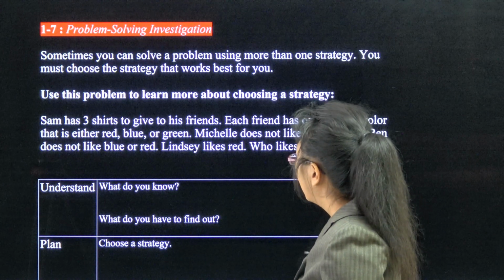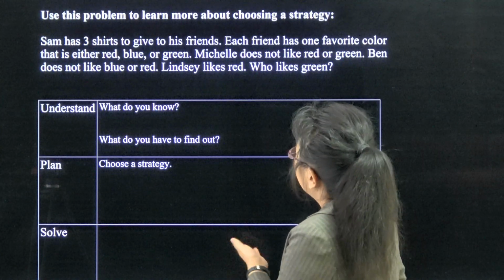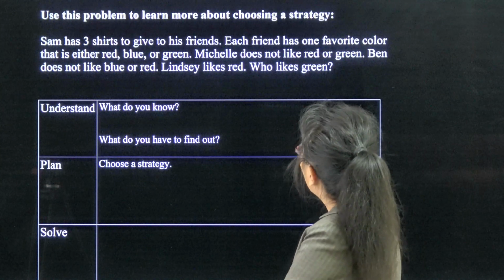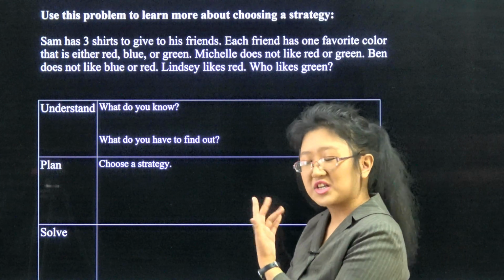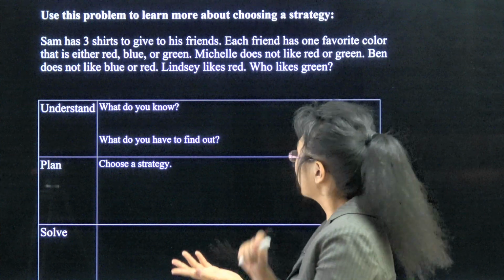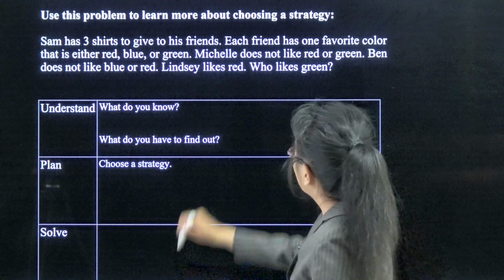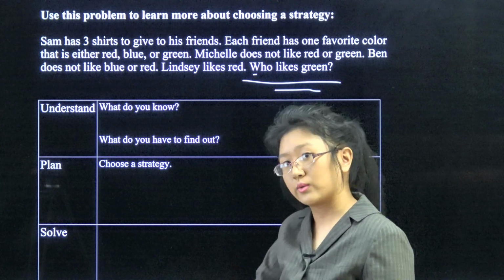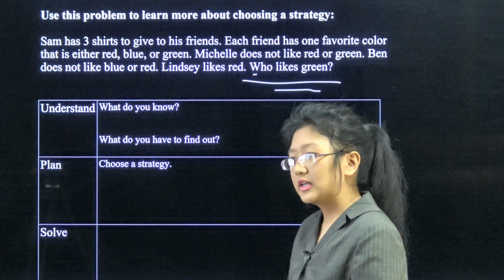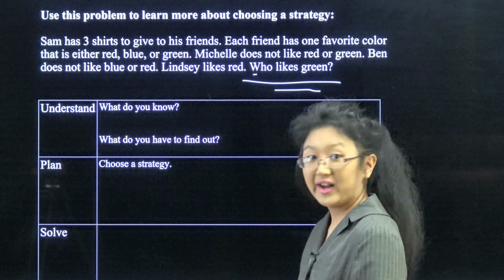So what do we know? We know that each friend has a favorite color that's either red, blue, or green. And we just know which colors everybody likes or dislikes. So what do we have to find out? Who likes green? Choose a strategy. We could do logical reasoning, or we could make a diagram, act it out, draw it out, make a chart.